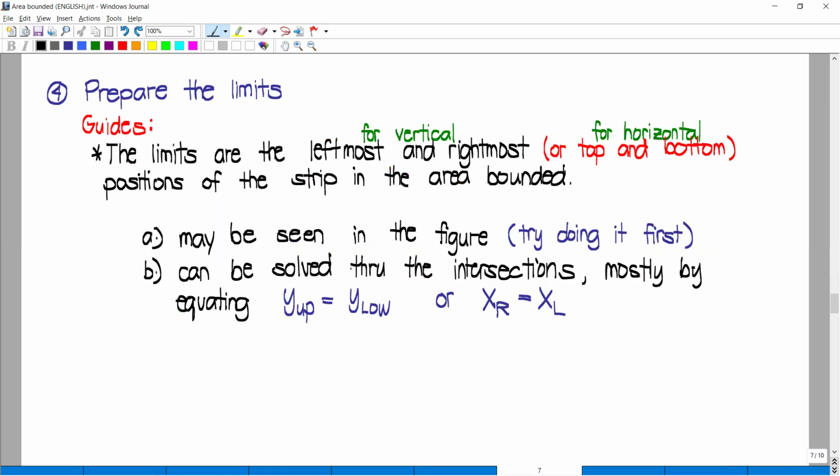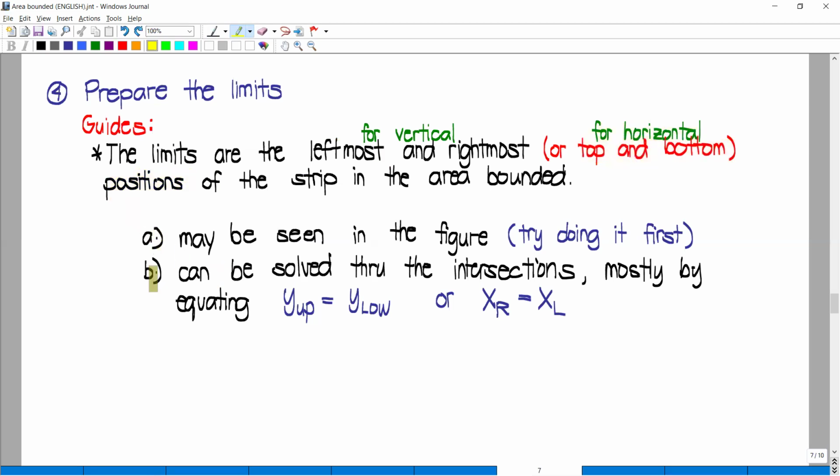Now, once we know the quantities in the y up and y low, let us proceed to step number 4, which is the preparation of the limits. For our information, guys, the limits are the leftmost and the rightmost position of the vertical strip, or the top or the bottom position for the horizontal strip, inside the area bounded.